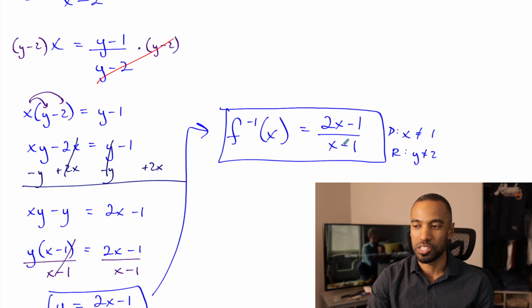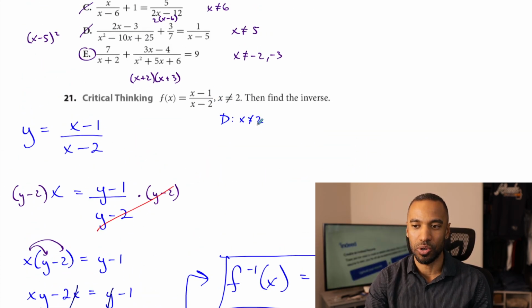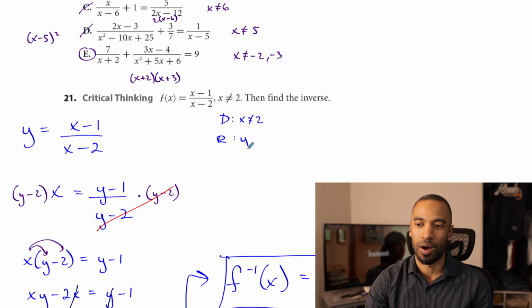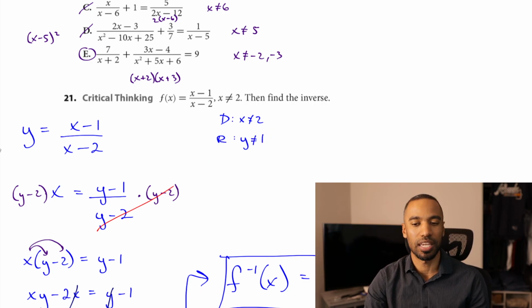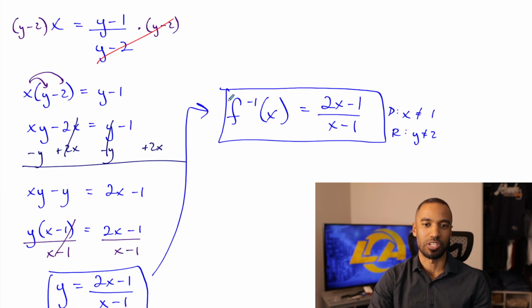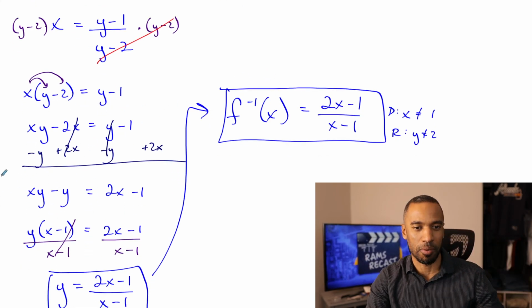Now, this domain was x can't equal 1. You know what's true about this graph up here? The range is that y can't equal 1. Kind of an interesting notion there. And I think that's something else they wanted to talk about. That's how you find the inverse. What I wanted to talk about was the algebra there.